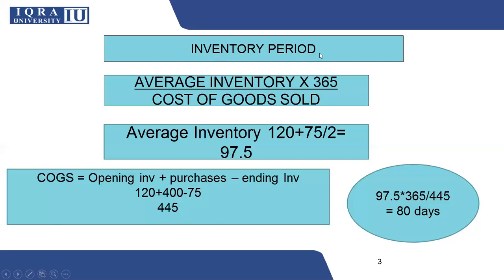To calculate the inventory turnover period, we take average inventory, multiply by the 365 days and divide by cost of goods sold. So your final answer is 80 days. It means that in 80 days you are able to sell your stock whatever you already bought.